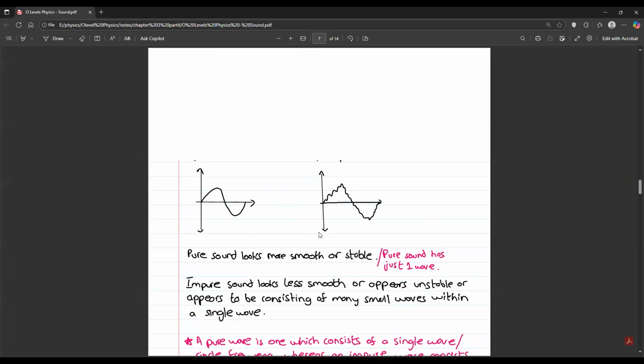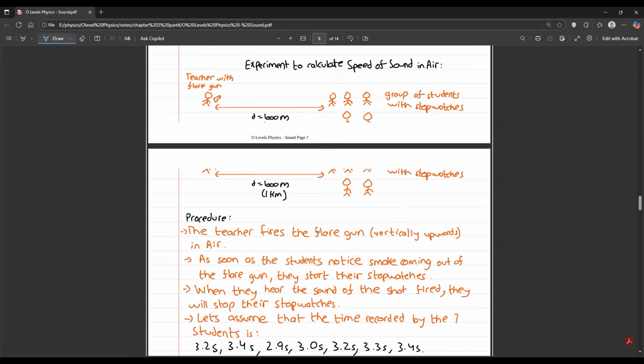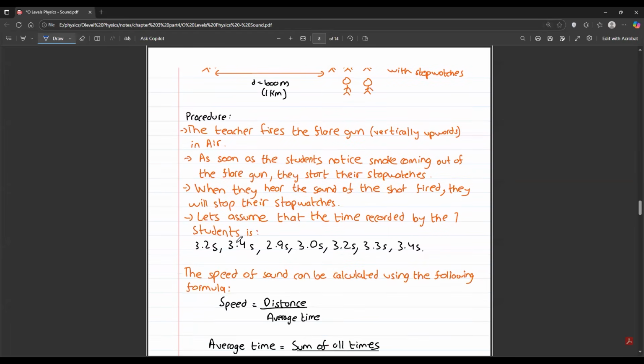To calculate the speed of sound, the first method which we would do is to utilize a flare gun. टीचर के पास एक फ्लेयर गन होती थी. He used to fire a flare gun. फ्लेयर गन से दो चीजें एमिट आउट होती थी, smoke and sound. As soon as the students see the smoke, they start the stopwatch. As soon as the students hear the sound, they stop the stopwatch. ये आपका टाइम आ जाता था.